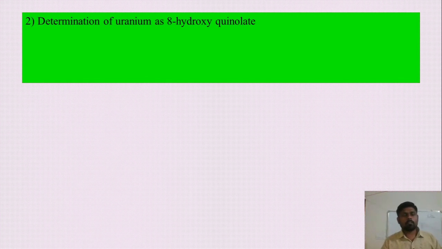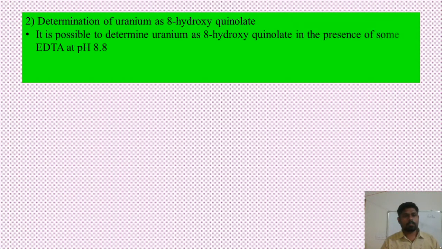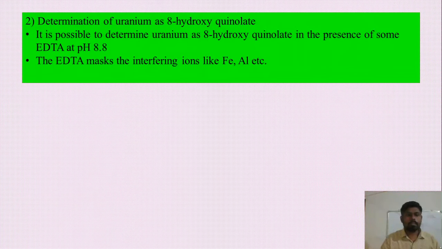One more topic, that is determination of uranium as 8-hydroxyquinolate. It is possible to determine uranium as 8-hydroxyquinolate in the presence of EDTA, that is a masking agent, at pH 8.8. That pH is important for MCQ purposes. The EDTA masks the interfering ions like Fe, aluminium, etc. You know what masking is now. As I discussed that point in factors affecting solvent extraction, EDTA is a masking agent.